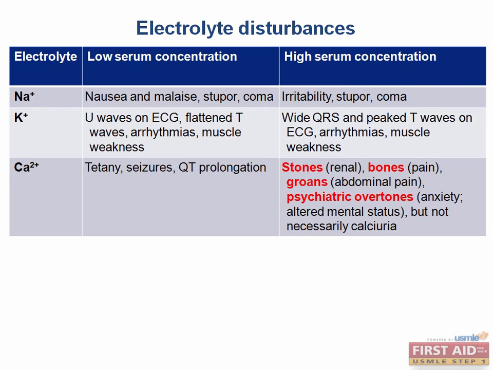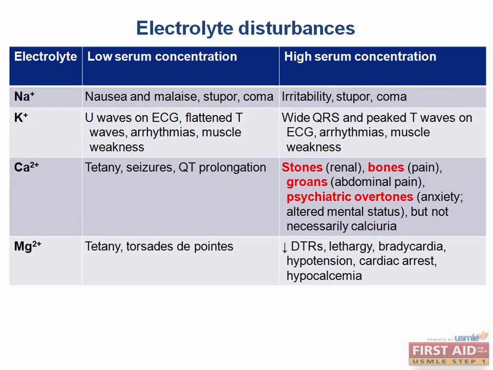Low calcium concentrations can lead to tetany because calcium is required for excitation-contraction coupling in skeletal muscle. This excitability can be seen clinically as a facial nerve spasm, also called the Chvostek's sign. High calcium concentration causes renal stones, bone pain, abdominal pain, and altered mental status. Remember this with the saying, stones, bones, groans, and psychic overtones. Low magnesium concentrations can cause a prolonged QT interval, which can degenerate into torsades de pointes. And high magnesium concentration can cause decreased deep tendon reflexes, lethargy, as well as cardiac electrical dysfunction.